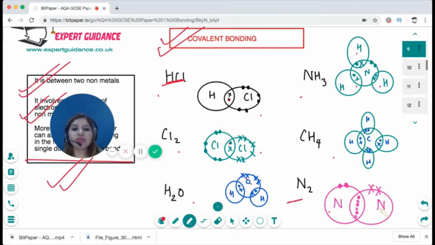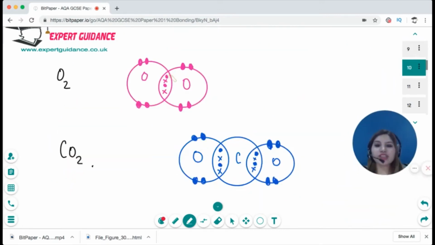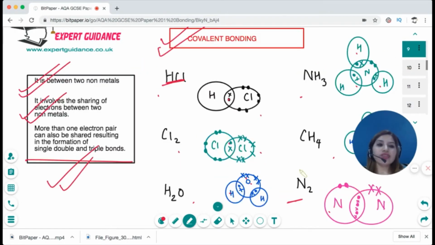But nitrogen, both need three electrons to complete the full outer shell, so you draw 3 electrons in the center. Similarly, oxygen needs 2 electrons, so you draw 2 at the center. Carbon and oxygen, you draw 2 each at the center. So oxygen is a double bond. Carbon and oxygen is a double bond. Nitrogen and nitrogen is a triple bond. Okay, so I hope these dot and crosses are clear to you.